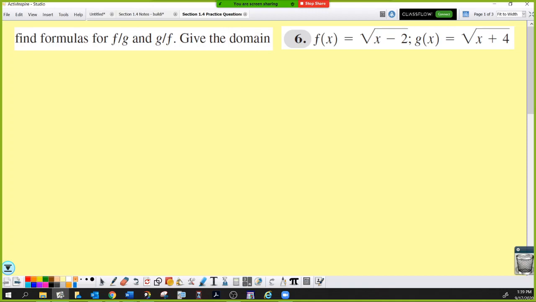So this says number 6. That means I took this right out of the textbook. Our job is to figure out what f over g equals, find its domain, figure out what g over f equals, and find its domain. And no, they're not the same. They're different.